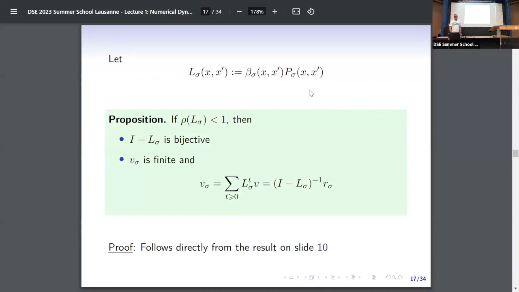I just take the discount operator. This is what we called A before. It's just the discount factor multiplied by the transition probabilities. I take that guy, I check the spectral radius is less than 1. And if it is, then lifetime value of the policy is given by either this geometric sum or this expression here. This is a typo. This should be R sub sigma. My bad.